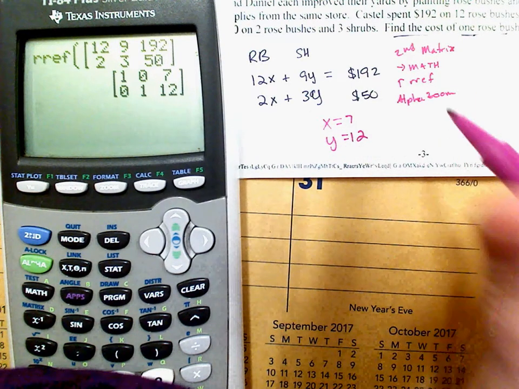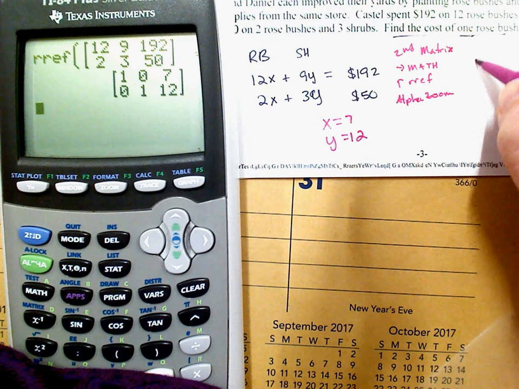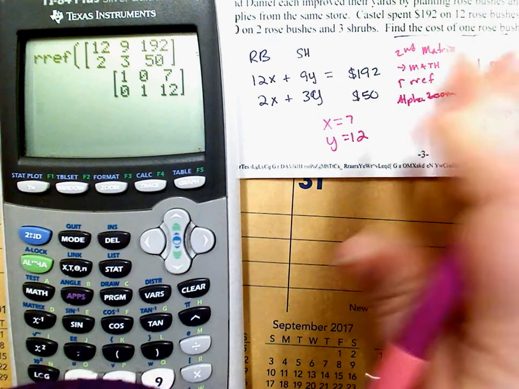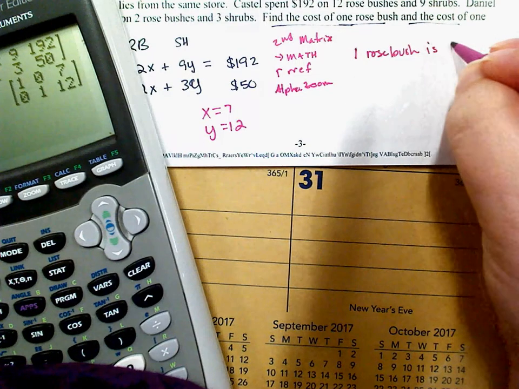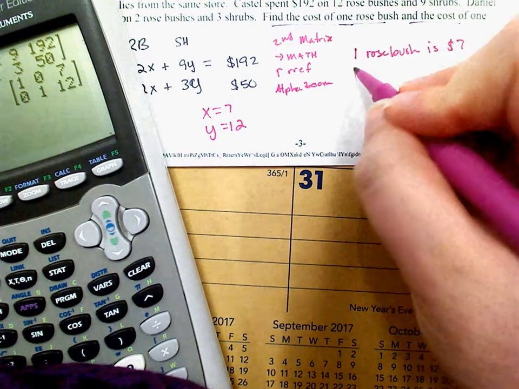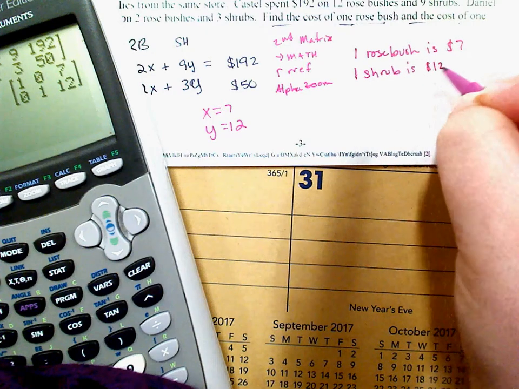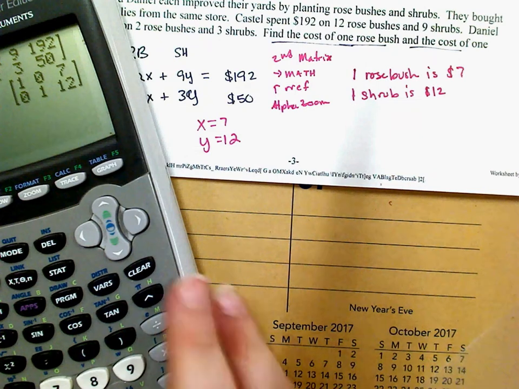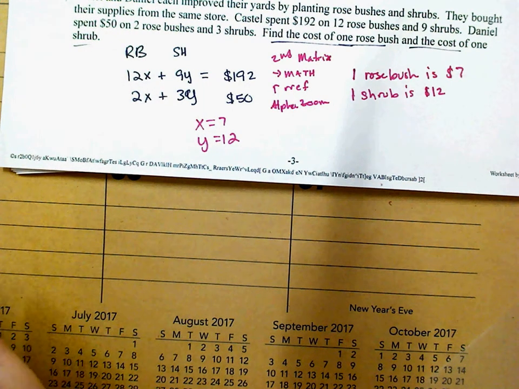It says find the cost of 1 rose bush. So 1 rose bush is $7, and 1 shrub is $12. And that's all we gotta do on that one. I don't know if that was maybe confusing because I didn't give directions on it, but that's what I was thinking.